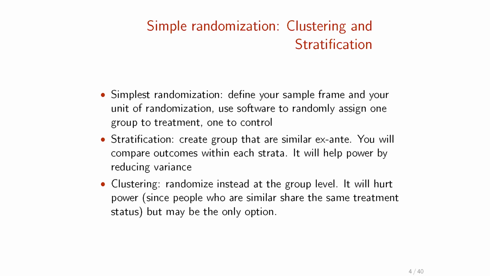So clustering is the opposite. Instead of randomizing within the buckets, you create buckets and randomize across the buckets, which means that if a bucket is treated, everybody in the bucket is treated. So for example, the unit of randomization could be the school or the village or the family. So it will hurt power. It's always weakly worse than doing it at a lower level.